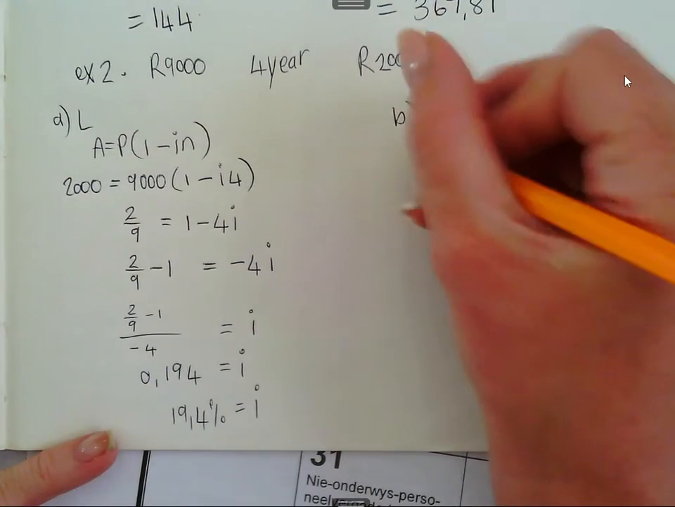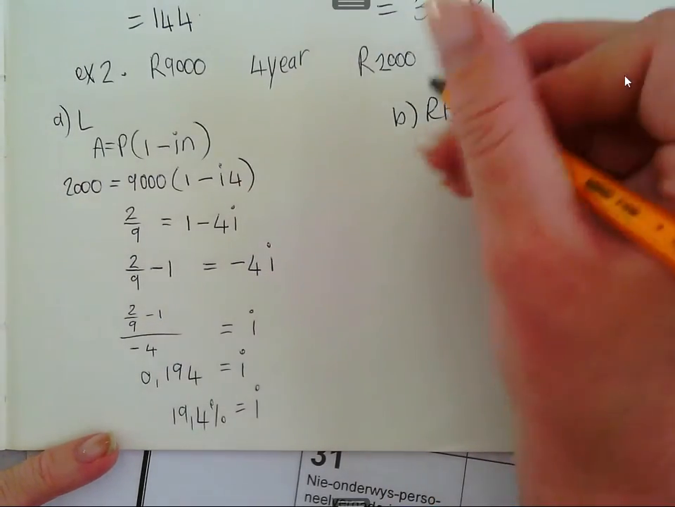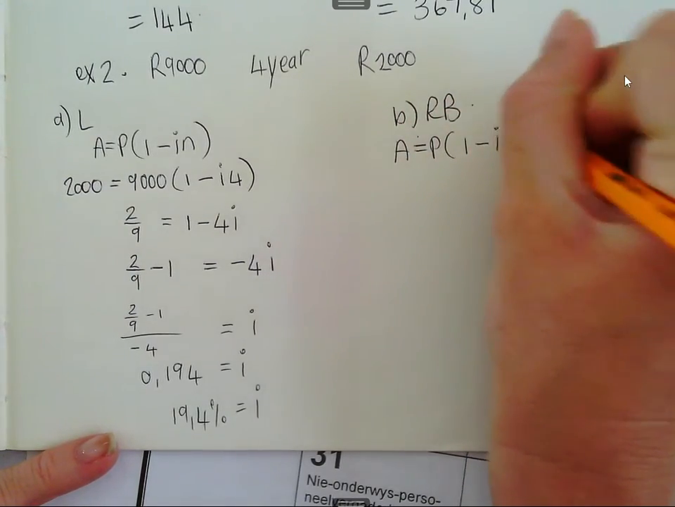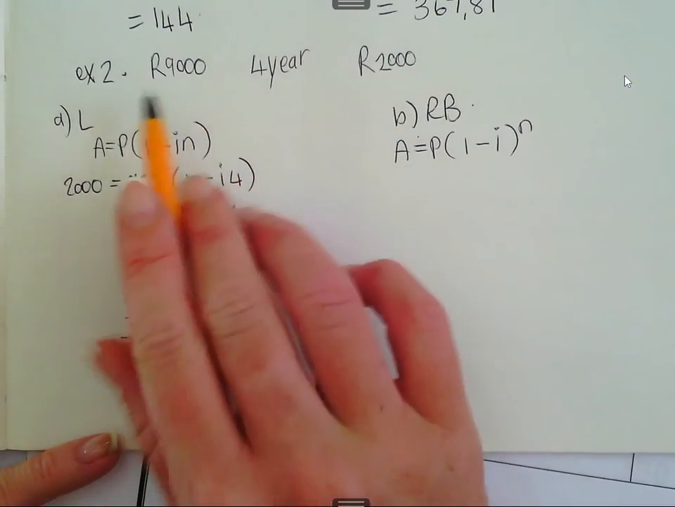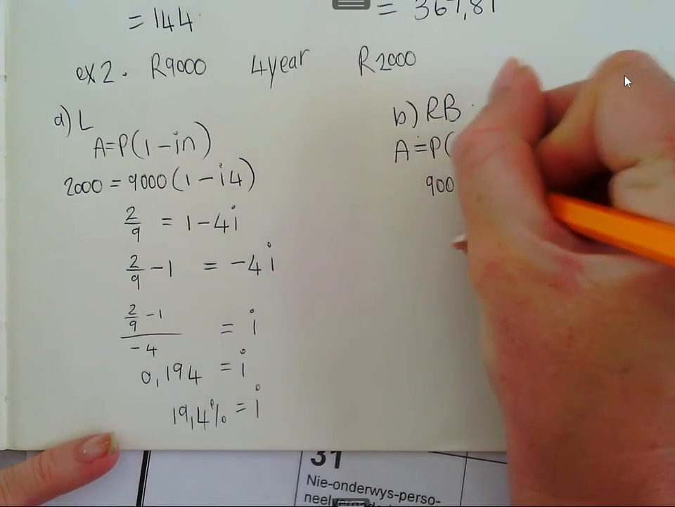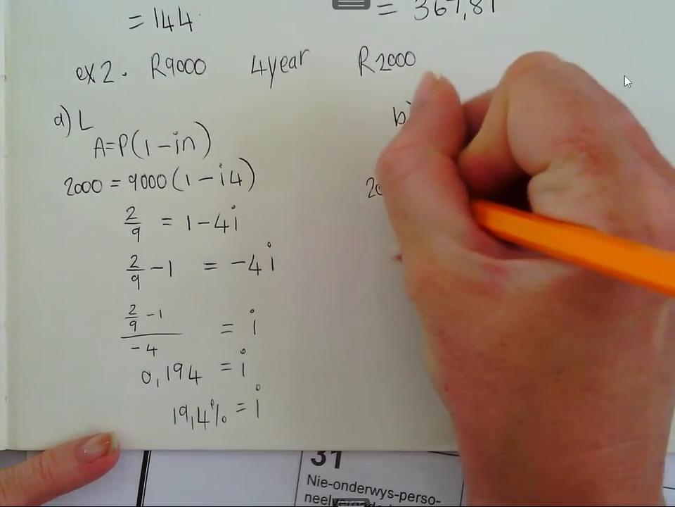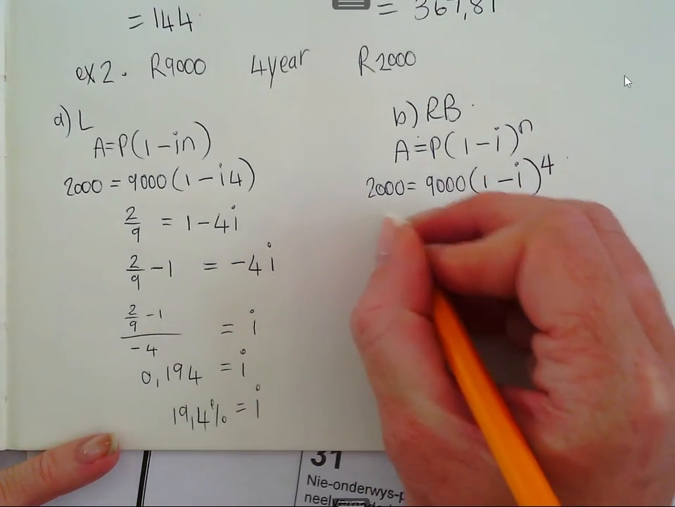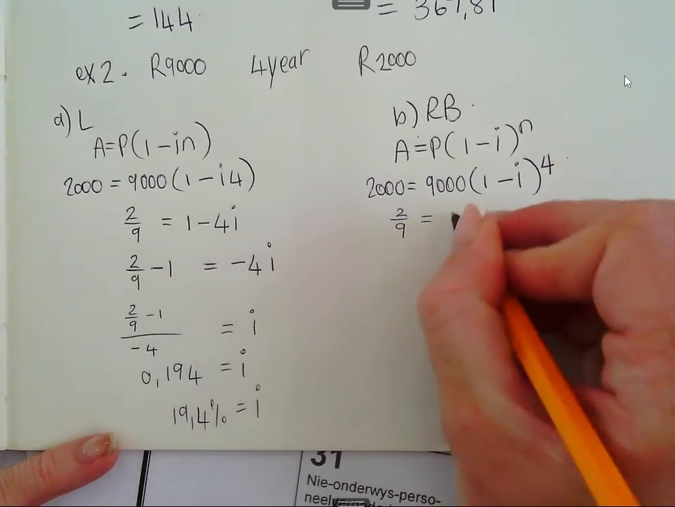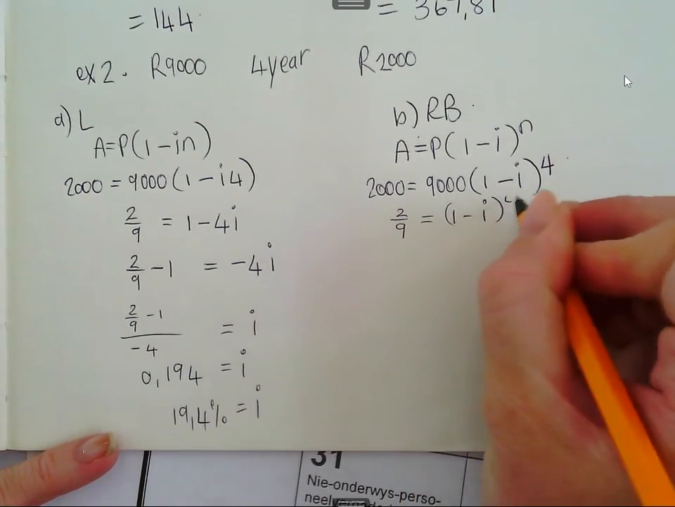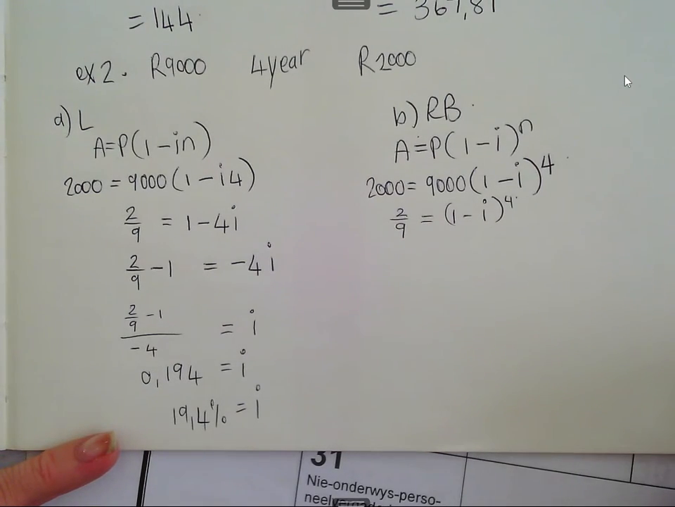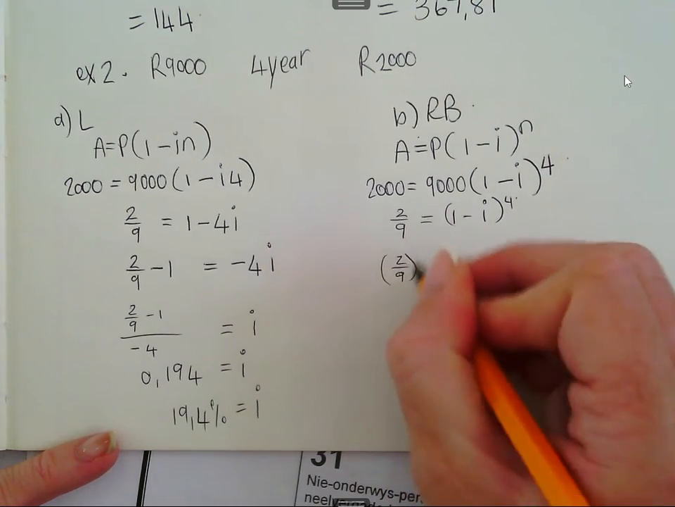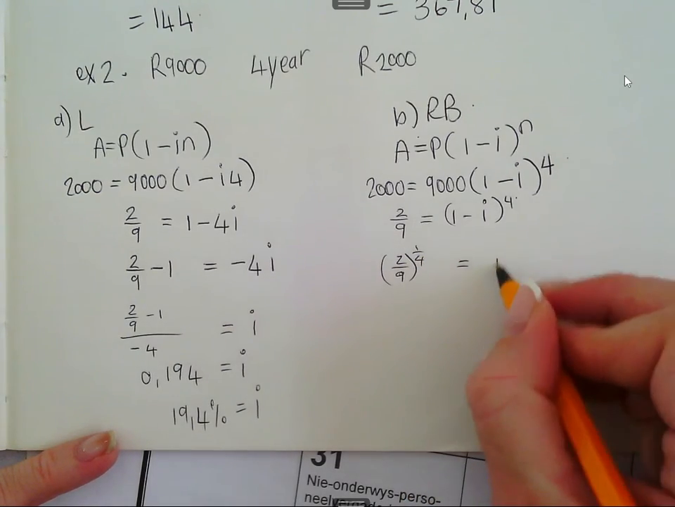It will be quite similar if we have to use the reducing balance formula. You just have to know I use the other formula, A equal to P bracket 1 minus I to the power of N. The 9,000 is still P. The 2,000 is still A. N is still 4. So I take the 9,000 over, divide, then I get 2 over 9. How do I get rid of that power of 4? Multiply the exponent by a quarter. Then I'll have 2 over 9 to the power of a quarter equal to 1 minus I.